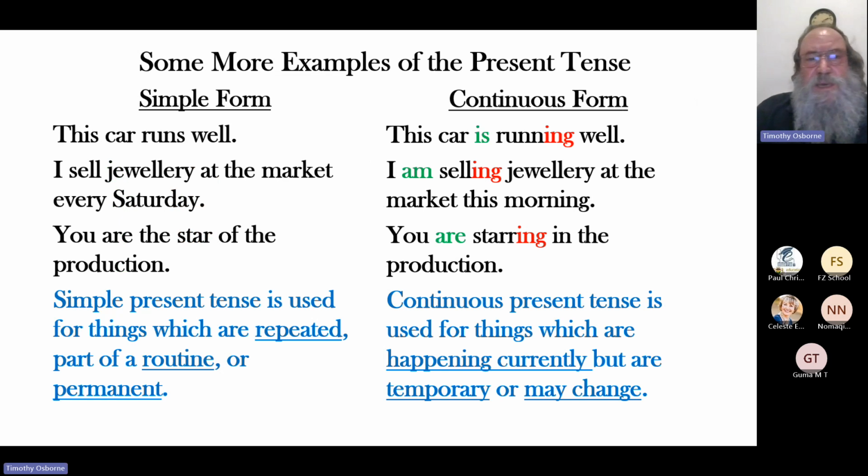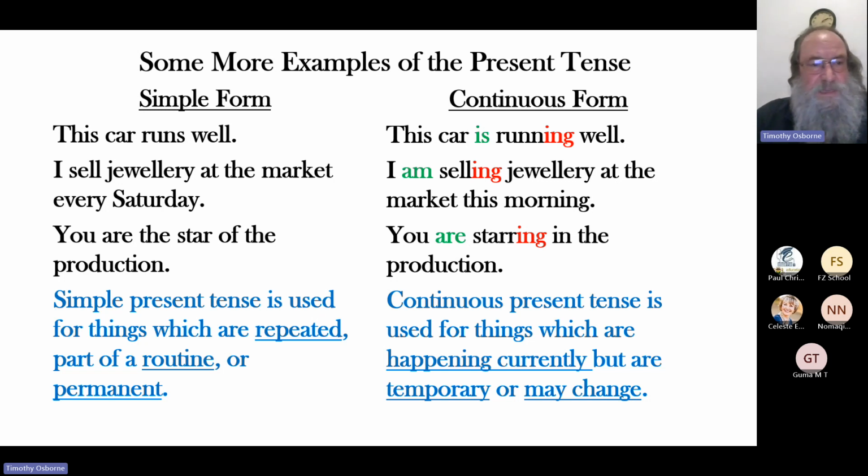Now we take a look here. More examples of the present tense. And this time I've got the simple form lined up with the continuous form alongside it. Now I'm going to click to bring in the animations, and I bet you everything comes flooding on at the same time. Oh, no, it doesn't. Oh, fantastic. Okay, there we are.